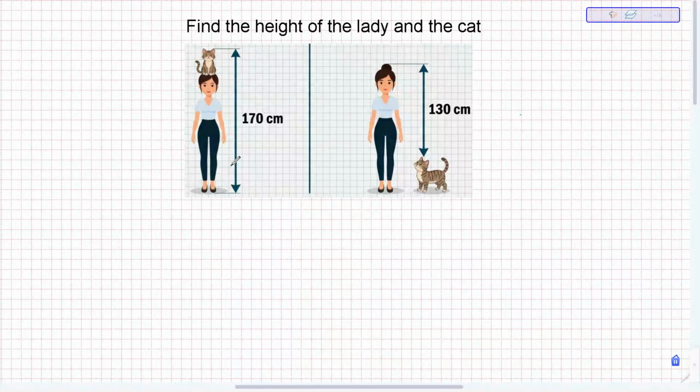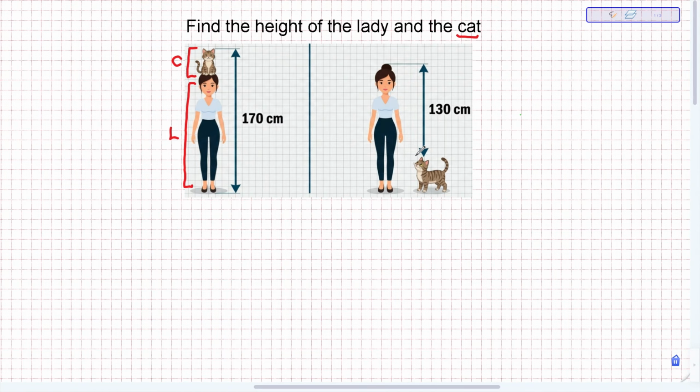Now on board we have this beautiful question that says find the height of the lady and the cat. So in this scenario we have two situations where a lady is standing with a cat on her head and their total height is 170 centimeters. So if we decide to call the height of this cat as C, as derived from the name cat, and we also call the height of this lady as L, then the sum of their heights gives us 170 centimeters.